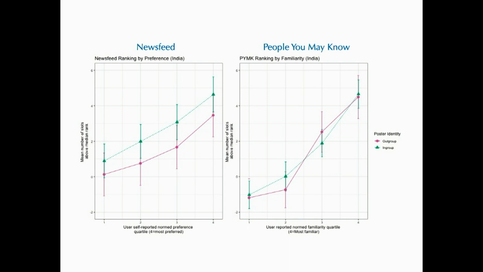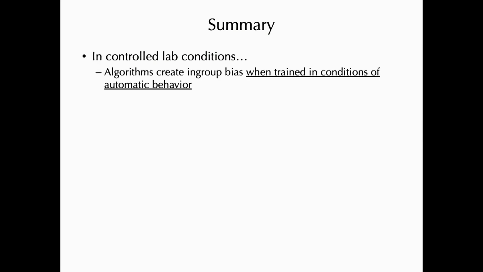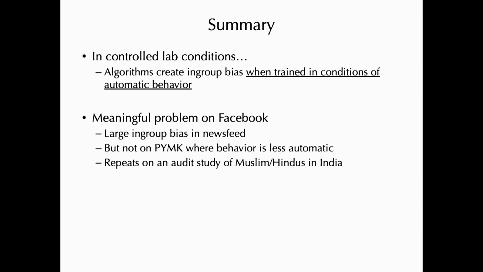So what you see here is that same pattern, totally different country, and partly the reason I'm doing this is because some of the biases you may imagine that are kind of like display and look to others could flip in other ways here as well. So for example, it's not obvious for some categories of Hindus that they want to look like they're making some. So by way of saying, in controlled lab conditions, you see that the algorithm creates this in-group bias, and it's a meaningful problem on Facebook across 2 different countries.